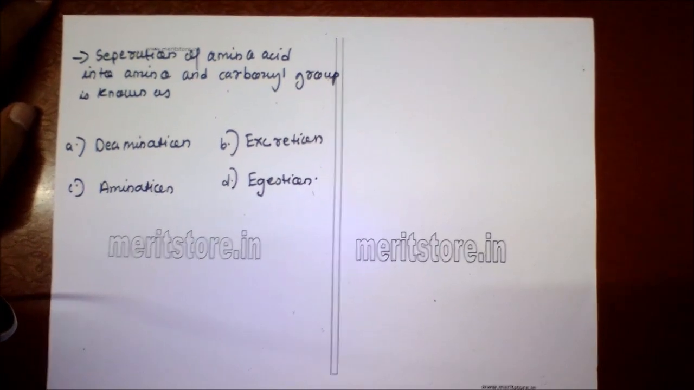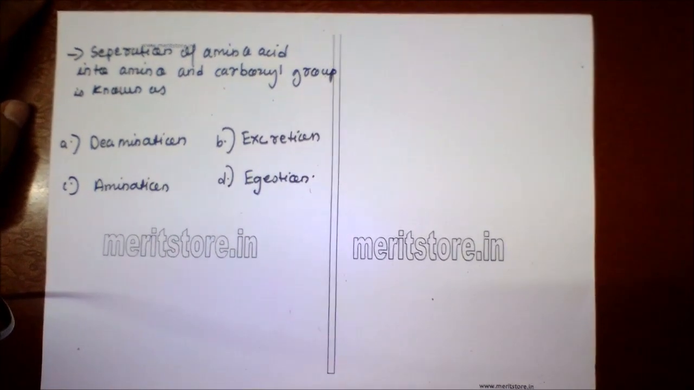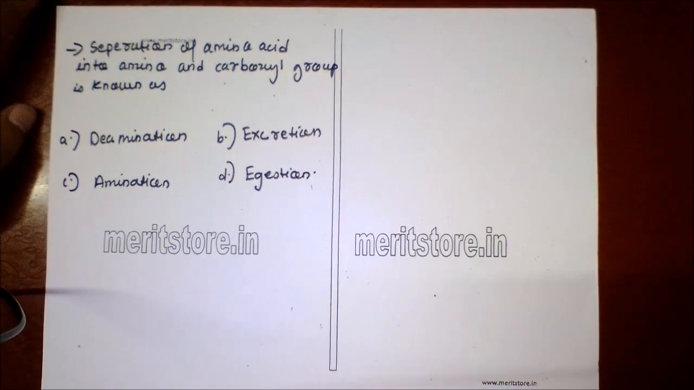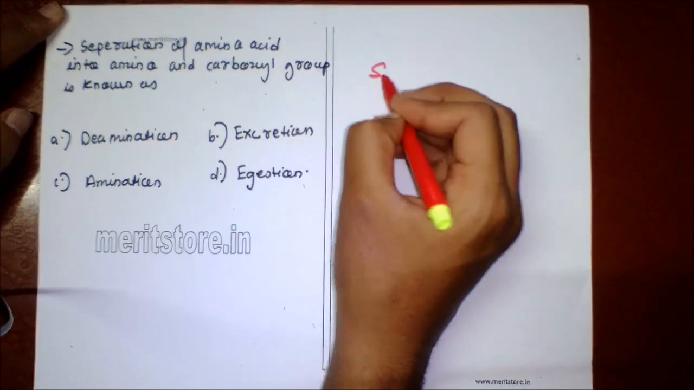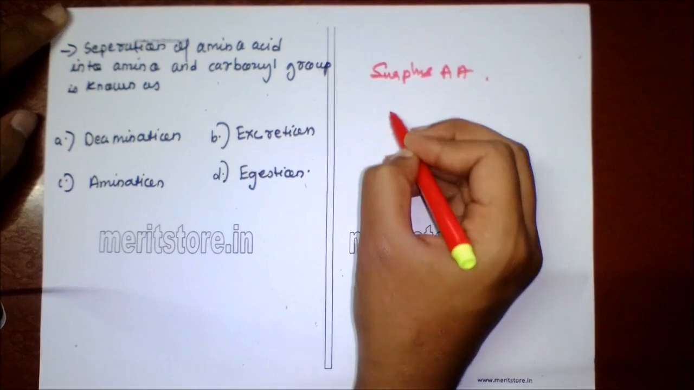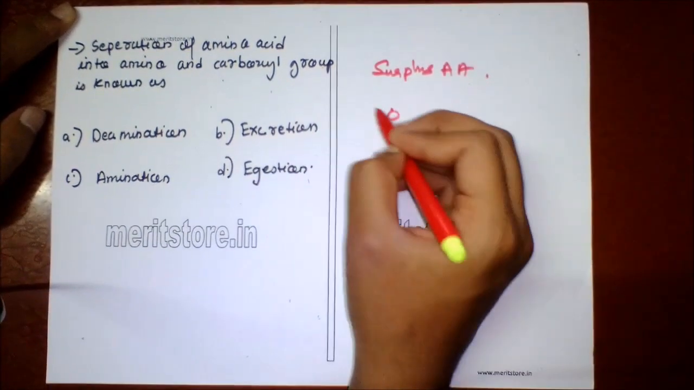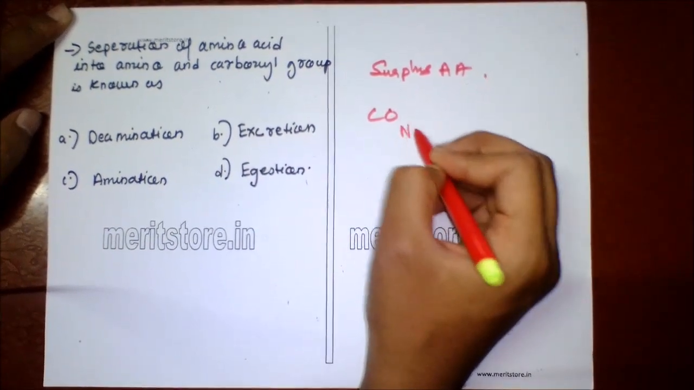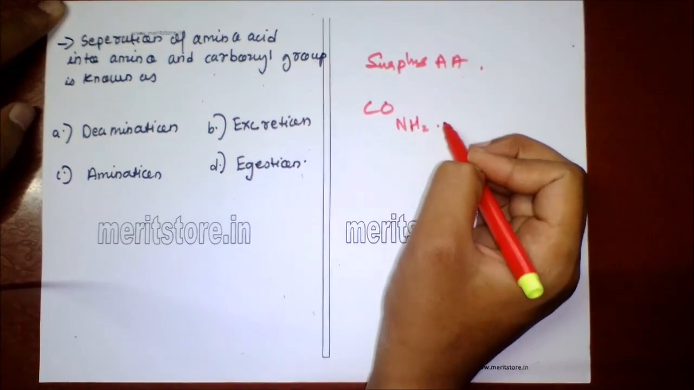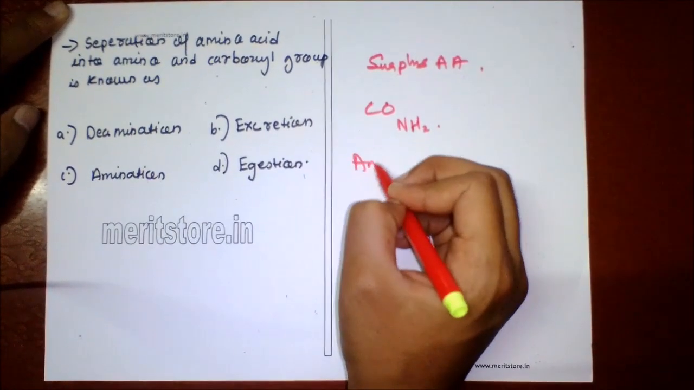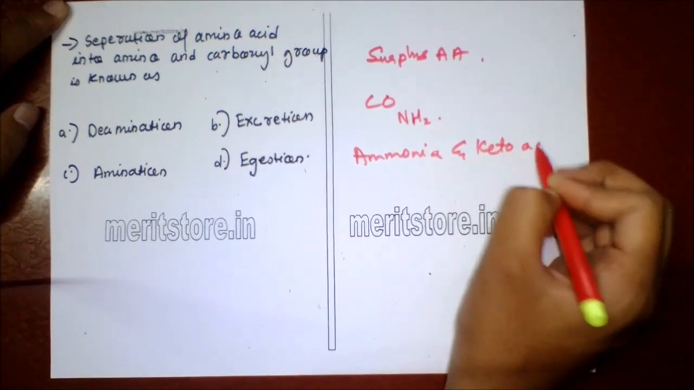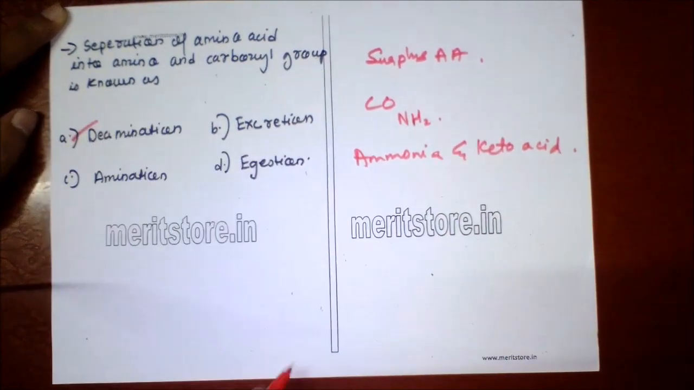Separation of amino acid into ammonia and carboxyl group is known as: deamination, excretion, amination, egestion. So deamination is removal of surplus amino acids, or removal of amino group from carboxyl group. This is a carboxyl group, removal of amino group from the carboxyl group with the formation of ammonia and keto acid. So option A is the correct answer.